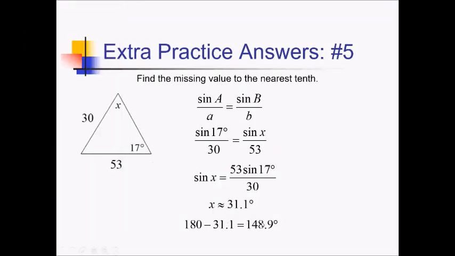Now, will 148.9 fit with the 17 degrees that's already in there? Well, if I add those two angles together, I'm going to get 160 something, right? We don't even need the exact answer, but we know that it's less than 180. That's the important piece here. So that means that both 31.1 and 148.9 need to be listed as correct answers.